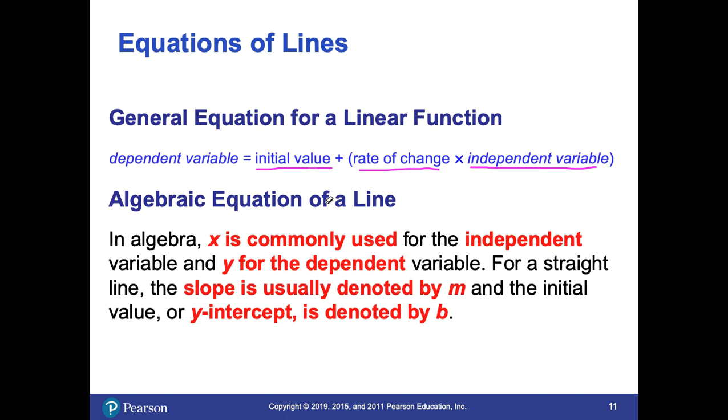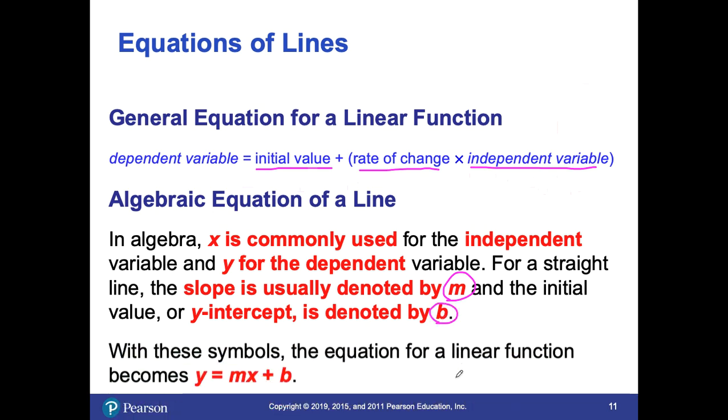In algebra, x is commonly used for the independent variable, y is used for the dependent variable, and usually for a straight line, slope is indicated by the letter m. Okay. And the initial value, or y-intercept, is denoted by the letter b. And again, you've probably seen this before. Once again, you see this formula here, y equals mx plus b.